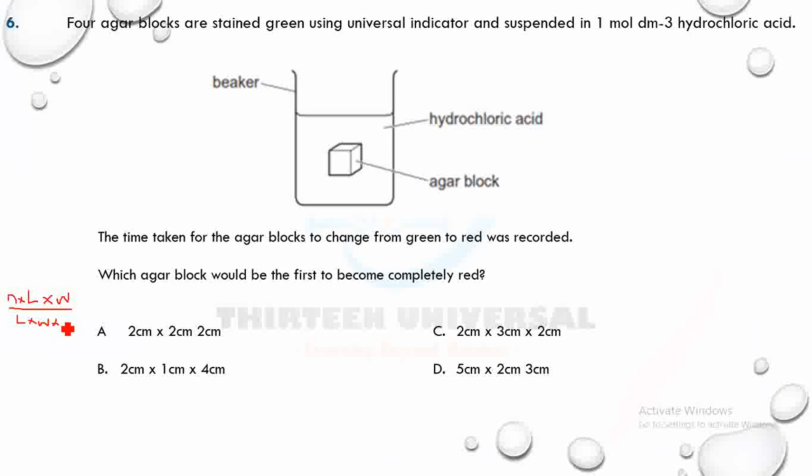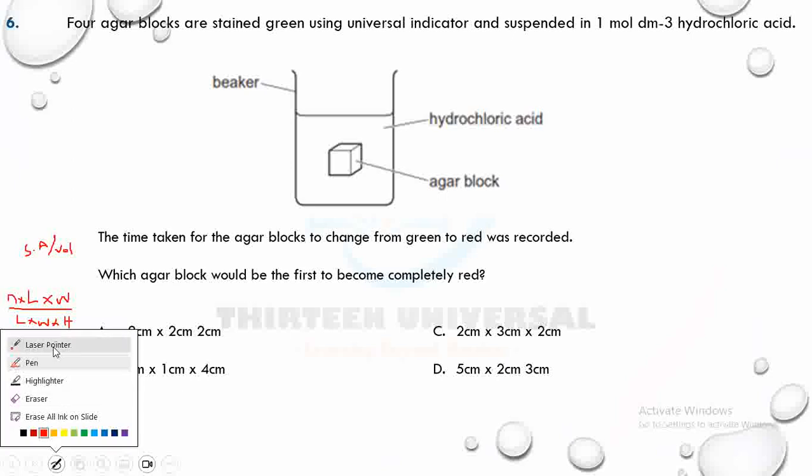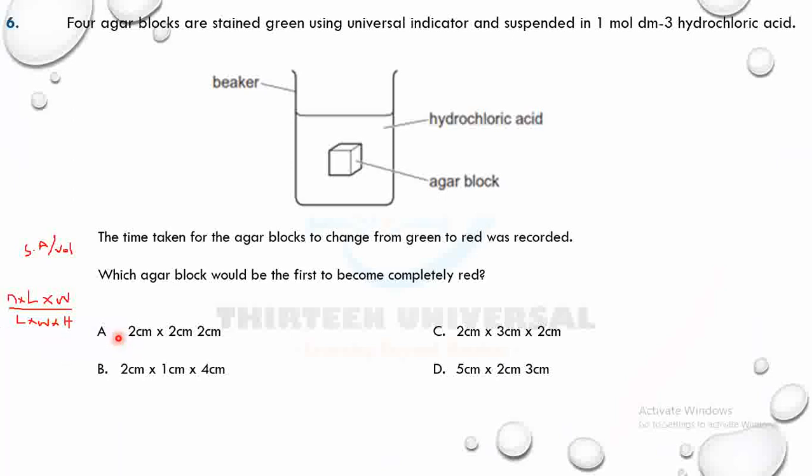The one that will give us the fastest rate is the one that has the highest surface area to volume ratio. But if you try to do the calculation, it's going to take you time. So how do you do that? Come to the dimensions. Remember that the dimensions are length, width, height.